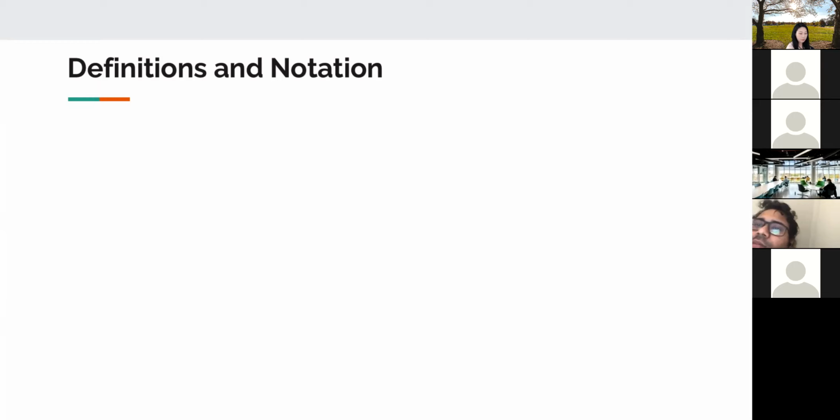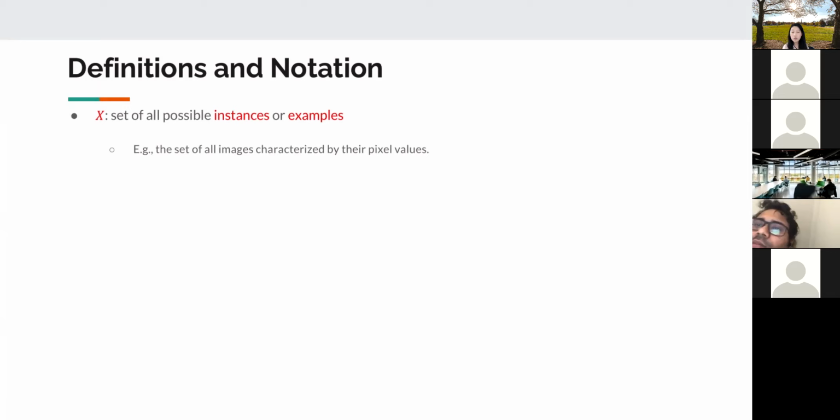All right, so first I wanted to denote all possible instances or examples. So you can imagine that X is your input space, okay? So it is a space. So for example, it's the set of all images characterized by their pixel values. Right? So it is going to be a space. So let's say you have an X.